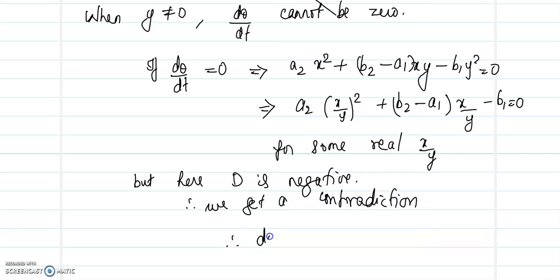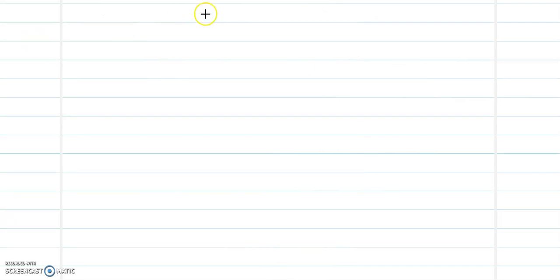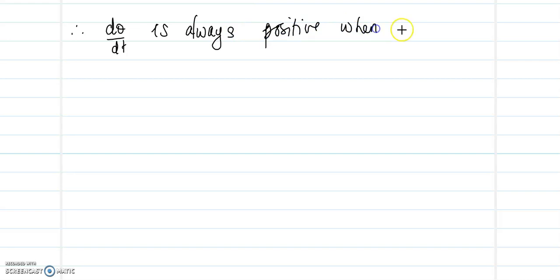So therefore d theta by dt cannot be 0. Therefore we will get that d theta by dt is always positive when a2 is greater than 0. So we can make this conclusion.